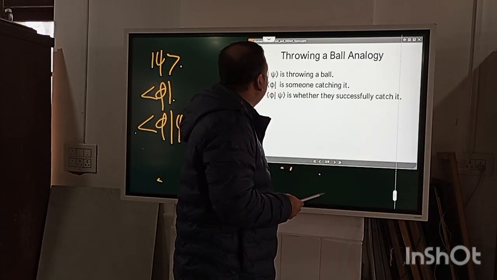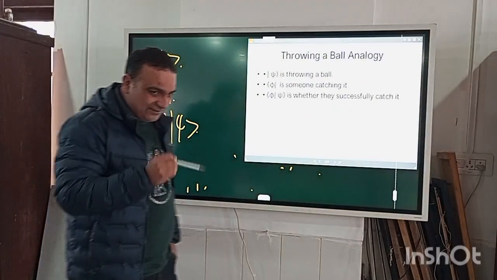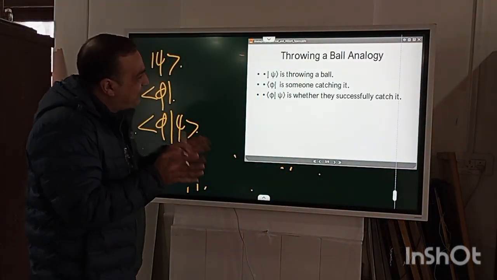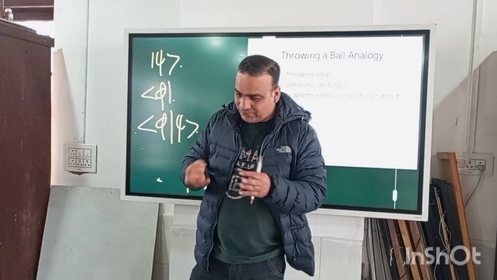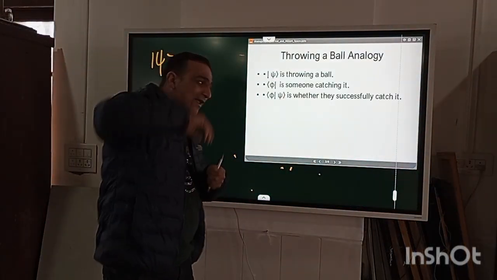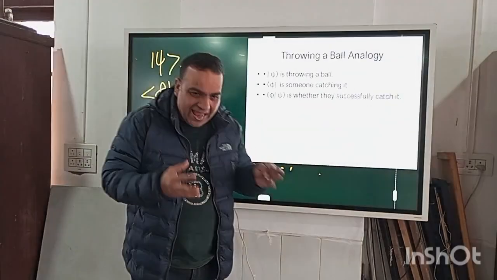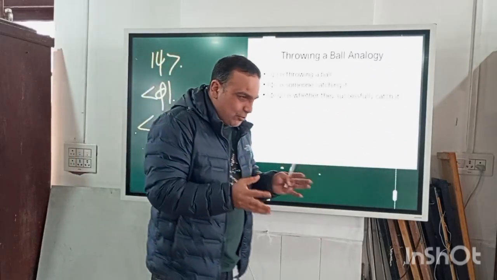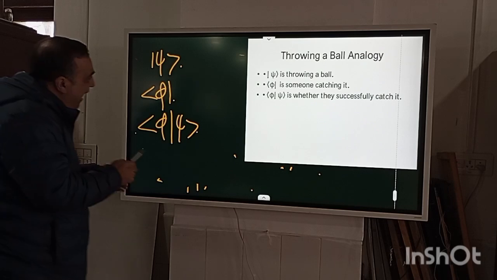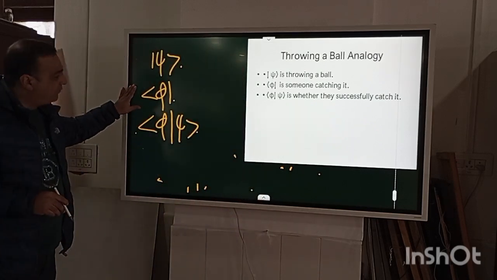Now, another important analogy of this ket and bra notation is if we take an example of throwing a ball. Suppose we have a ball, the ball is thrown into the air, and the throwing of this ball is represented by the ket of psi, and there certainly has to be somebody who is going to catch this ball. The person who is catching the ball, I represent the state of that person by the bra of the phi.